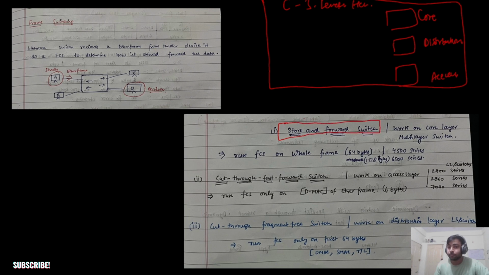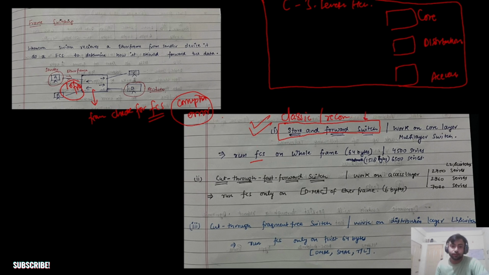This is a multi-layer switch definition by Cisco, where it says whenever this type of switch receives a frame, it does frame check sequence on the whole frame. For example, if this switch is receiving 10 frames, it stores the whole 10 frames and checks for frame check sequence and for any corruption or error. So this is a very classic and recommended switch, and this is how it forwards the frame.